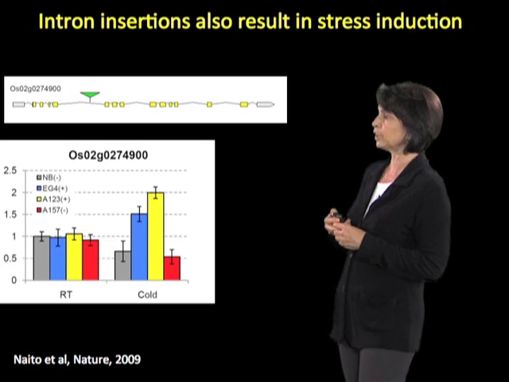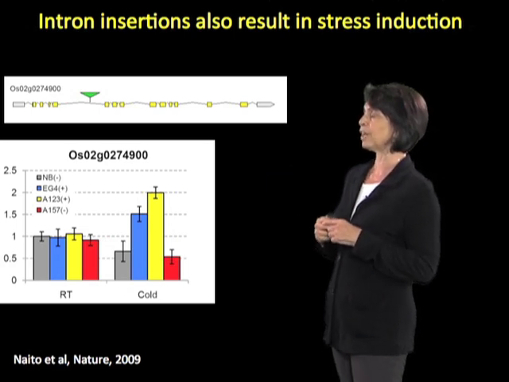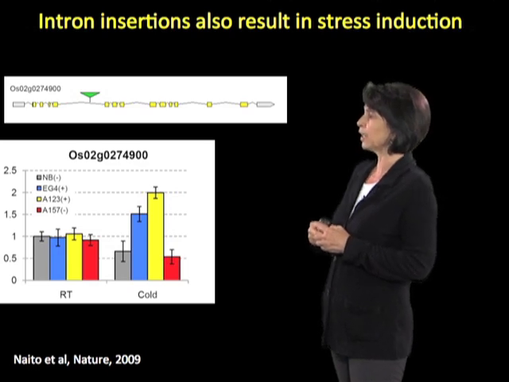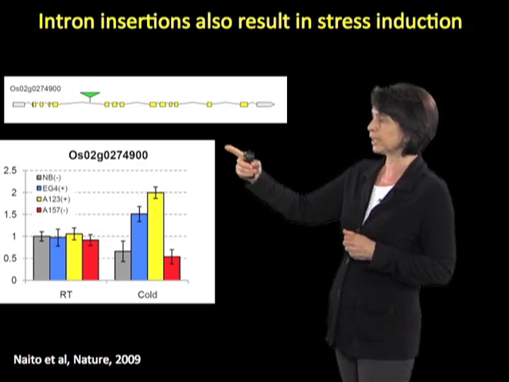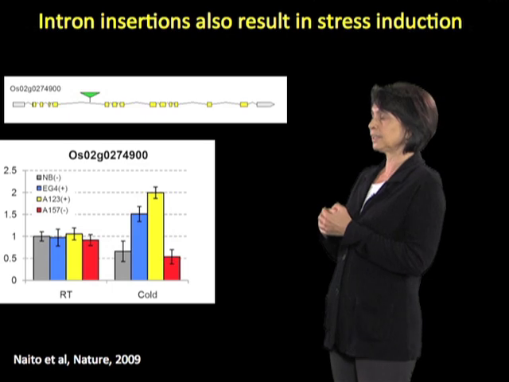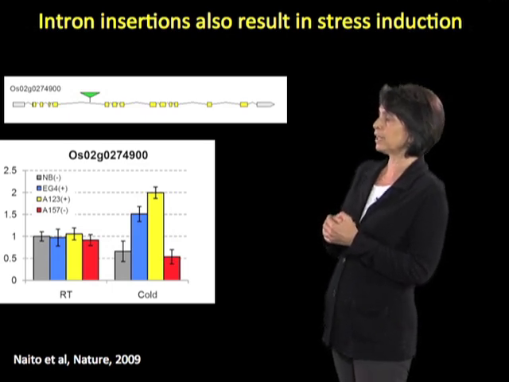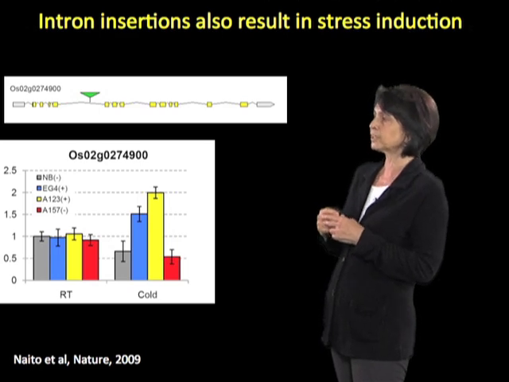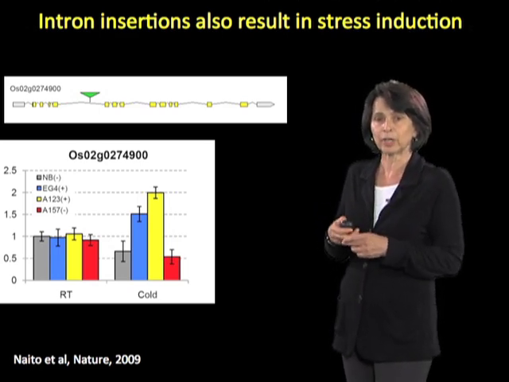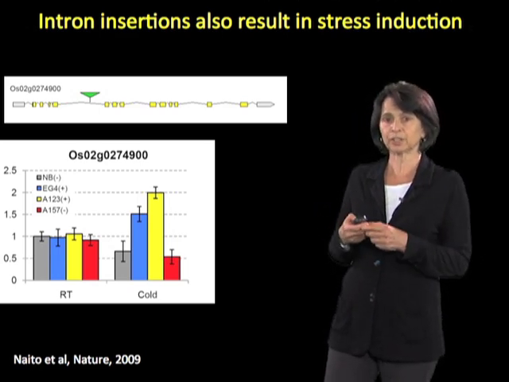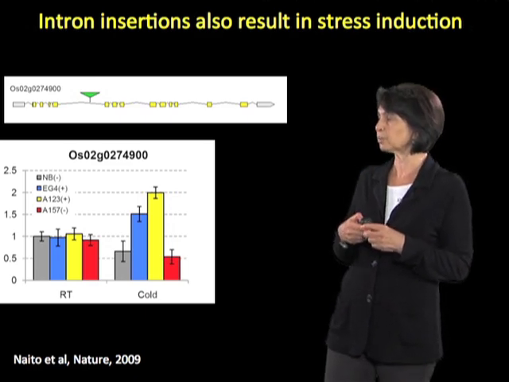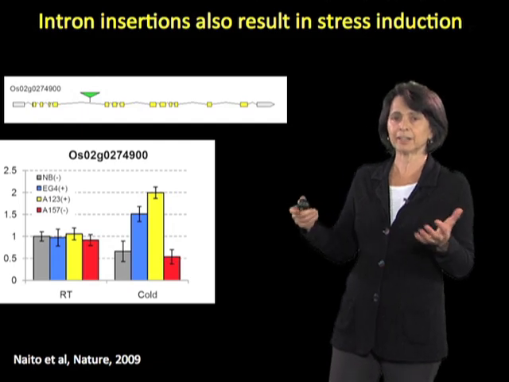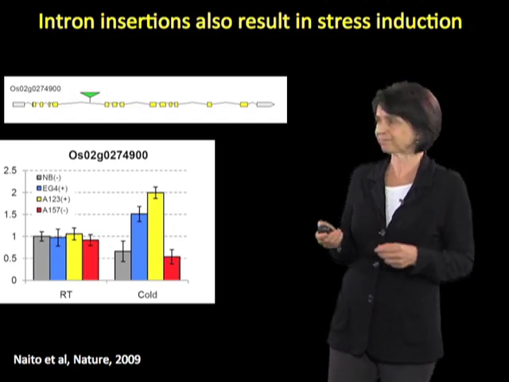This is another very large gene with an Emping element in an intron. I'm sorry, these Emping insertions are in the EG4 allele and in the A123. And again, we see that those two are inducible, suggesting that Emping sequences are in some way acting to enhance transcription under cold conditions. We didn't do this experiment, we didn't test dry and salt.